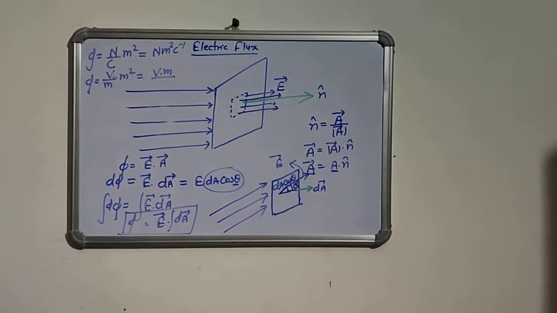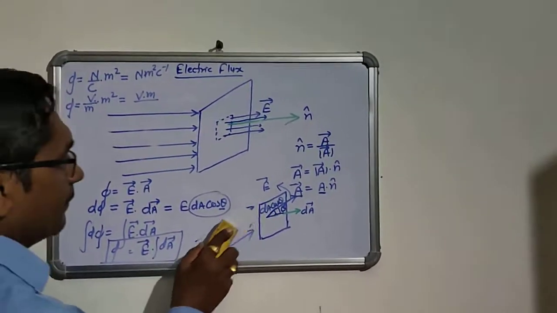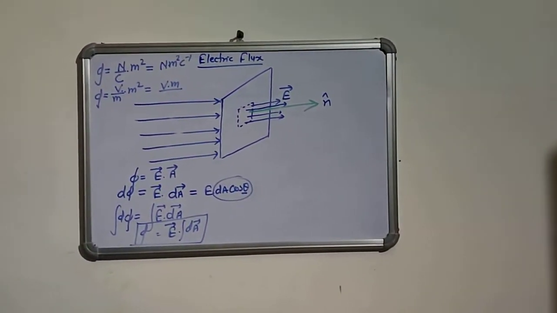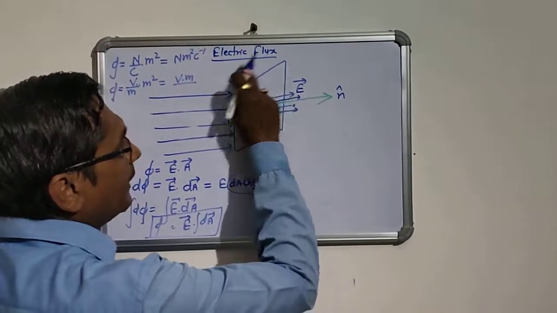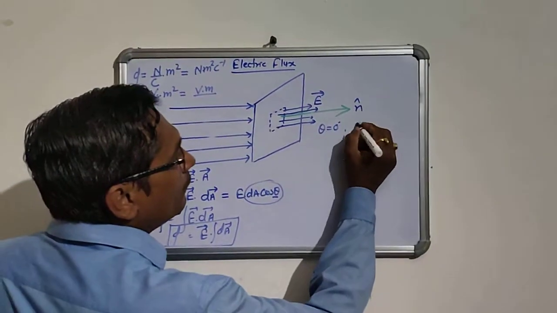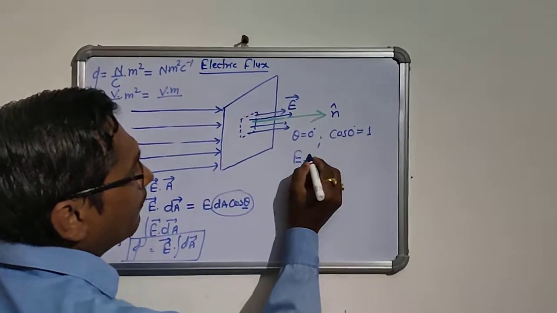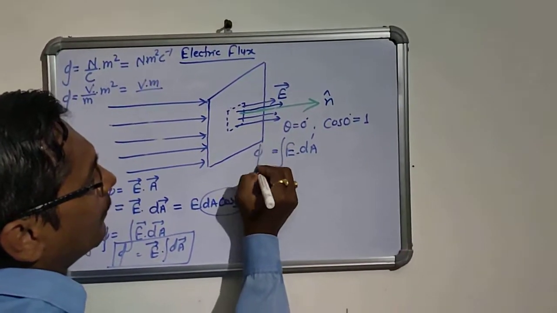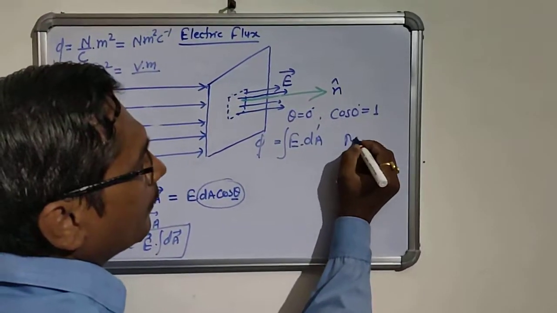Now we have to discuss special cases of electric flux. In this case, if theta is 0 degree, so cos 0 equals 1, that's why flux is maximum through this surface. It is maximum flux.